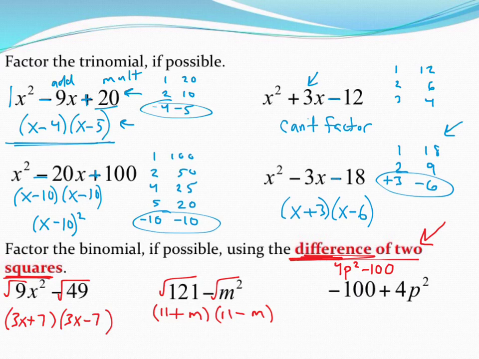One other thing to look for before you do difference of two squares, though: always look for a greatest common factor. And in this case, even though 4 and 100 are both perfect squares, there is also a greatest common factor of 4. So pull that 4 out first. Always look for a greatest common factor before you do any kind of factoring. And now what's left over is still difference of two squares. So I can factor that again as p plus 5 and p minus 5.